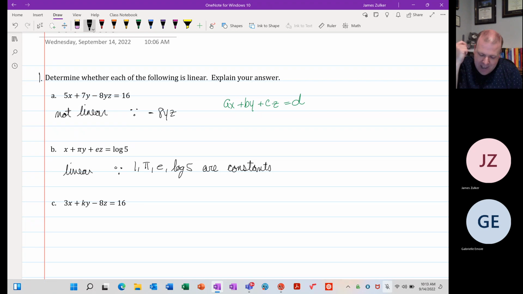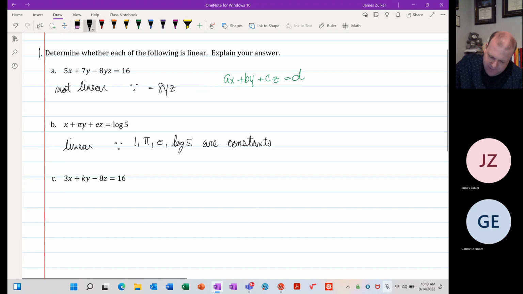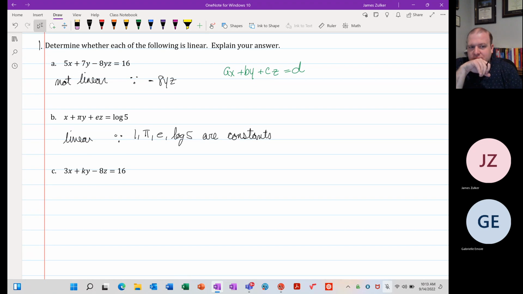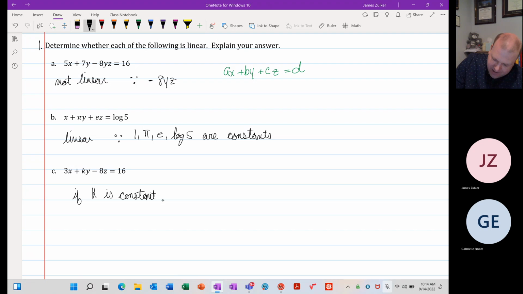And then 3x plus ky minus 8z is equal to 16. Well, this one actually depends. If k is a constant, then this would be linear. If k is not constant, then it would not be linear, right? So it really depends on what k is.